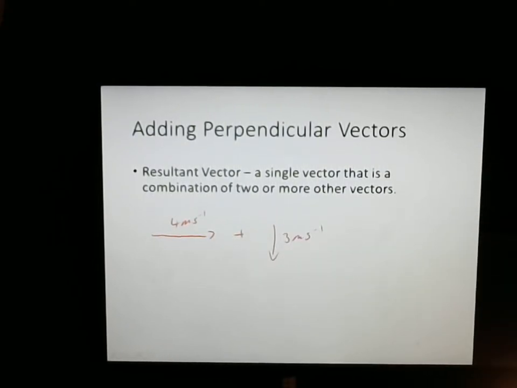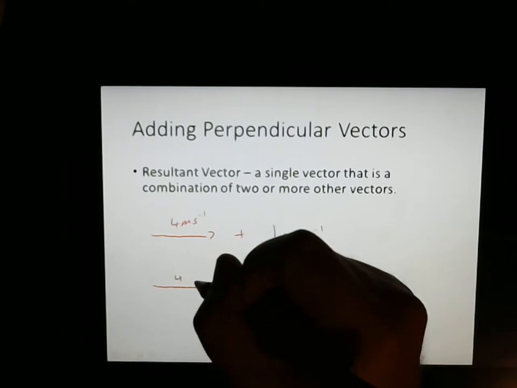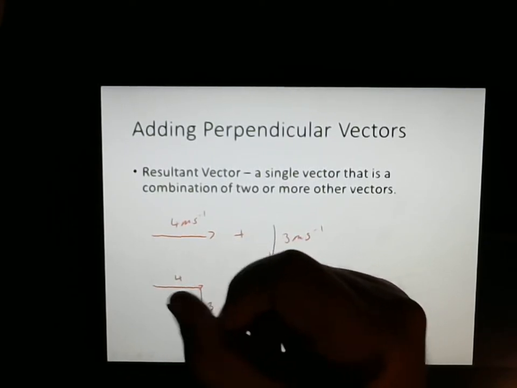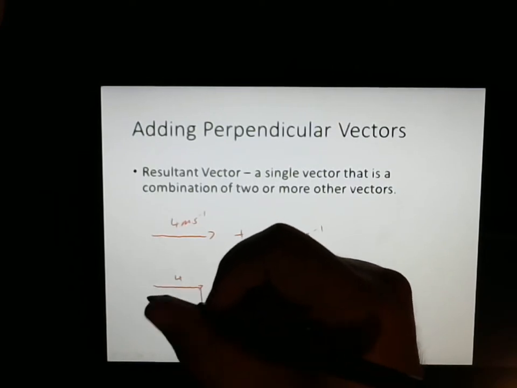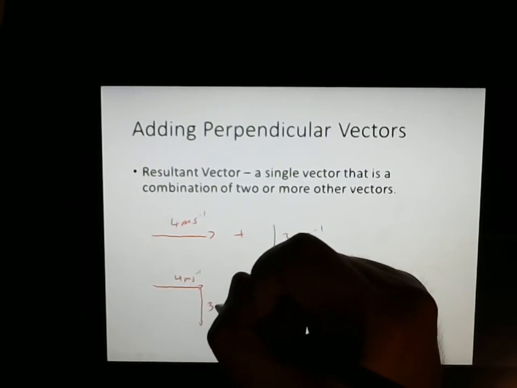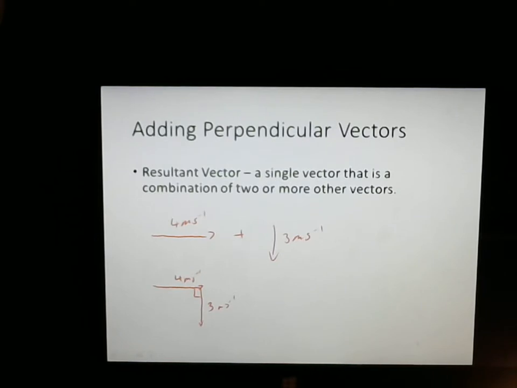Now, when we add vectors, we draw them head to tail. So my 4 plus 3. I wouldn't put it over here. I'd be able to get the right size, but I would get the wrong magnitude. This is east, and this is south, which tells us that they are 90 degrees apart from each other. So let's draw that little square in there.